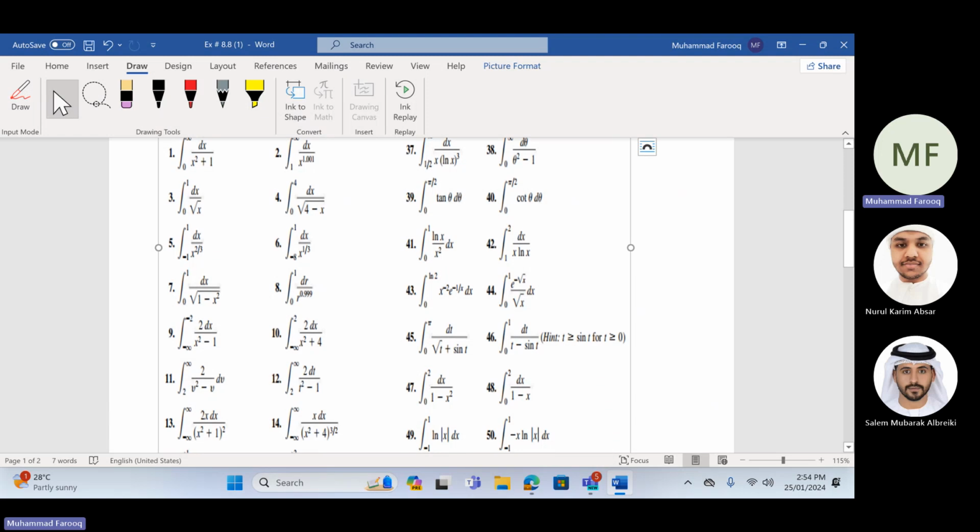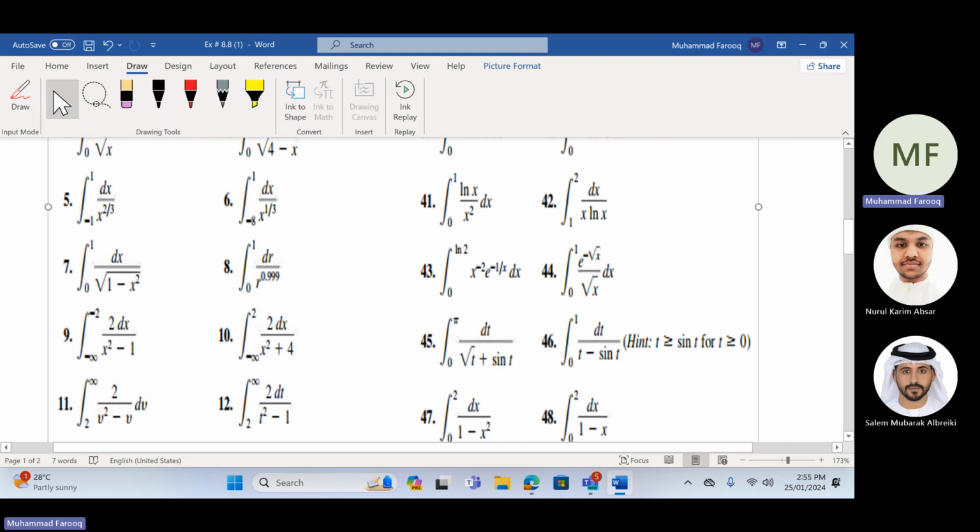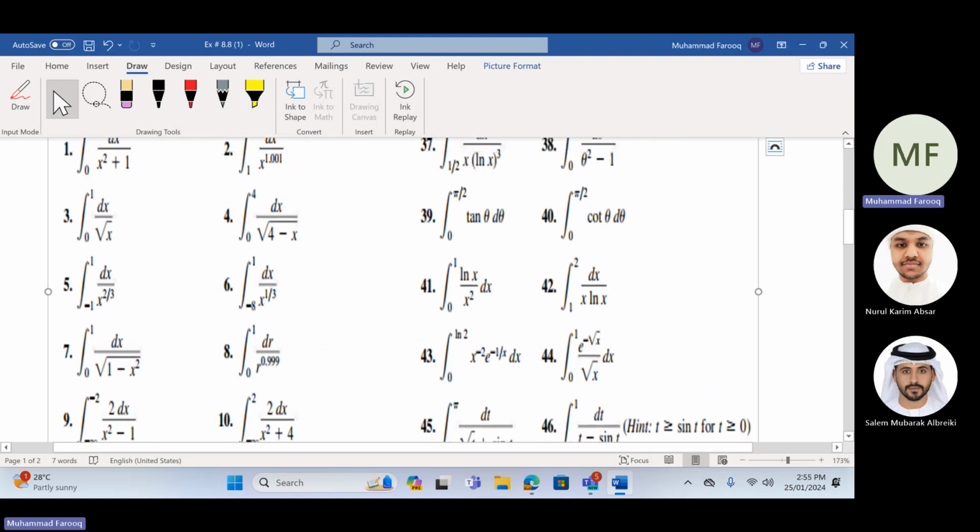Okay, look at question number 4, please. Is number 4 improper? Can you see any infinity here? No, it's not. Number 4 is a normal integration. Okay, number 4 is not normal, it's improper. Because if you put the upper limit in, the function 4 minus 4, how much? 0. You can't define it. So whenever you have improper integral questions, please be careful.